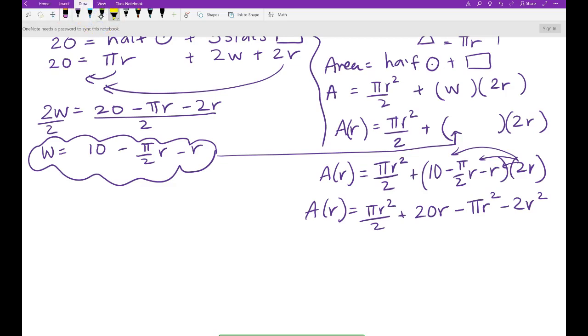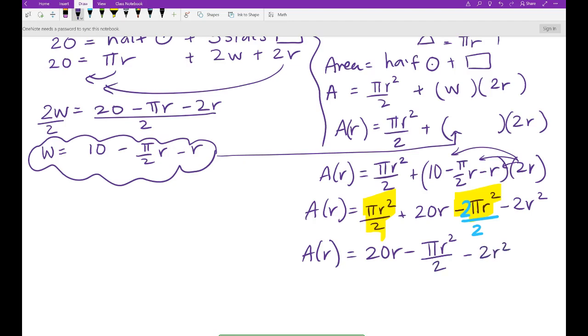Now I'm going to combine some more because I see that there is a pi r squared here and this is also a pi r squared. Can I find a common denominator? What is it? It's 2. That means I'm going to multiply the bottom by 2, so the top also needs to multiply by 2, like that. Now I can combine them. What is it now? Negative pi r squared. Yeah. So I'm going to write the positive 20r in the front. Negative pi r squared over 2, and then minus 2r squared. So this is as simple as it's going to go.